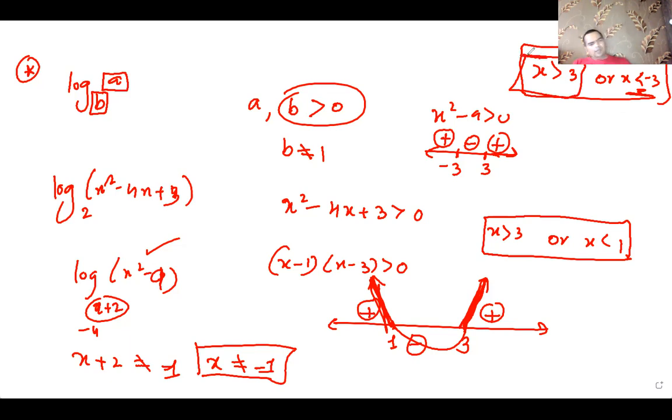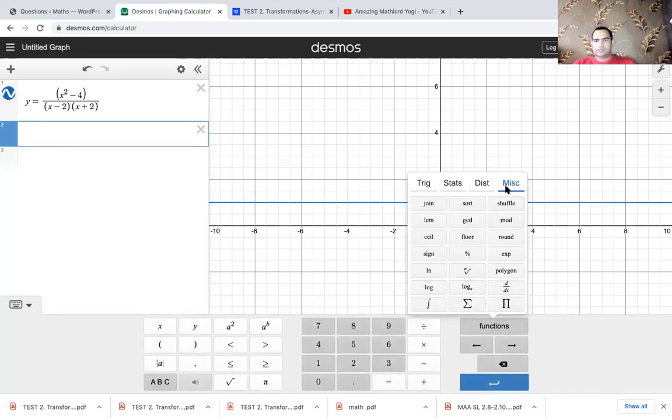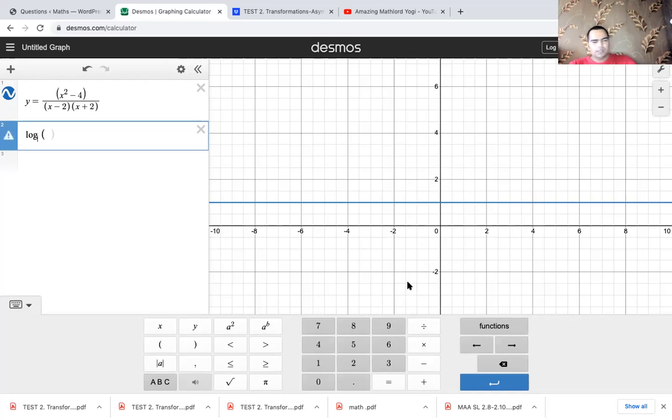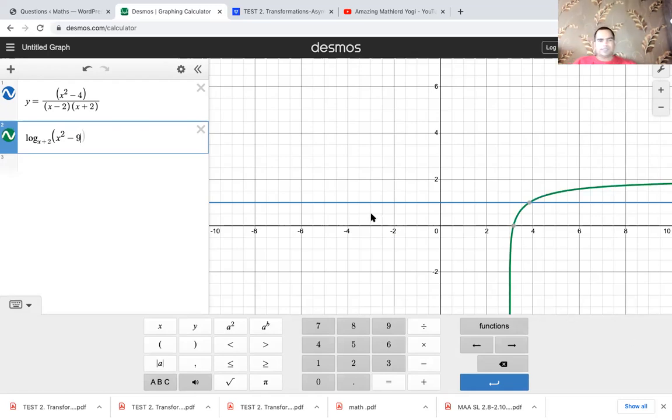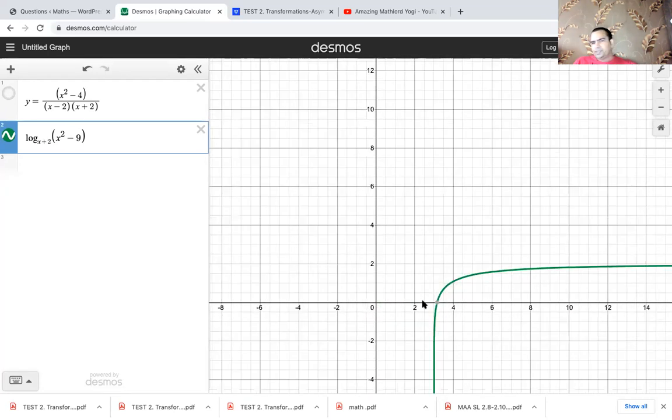Anyway, when I look at the domain here, this function will be strictly defined for x greater than 3. Now let's check how this actually looks on a Desmos graph. The function I'm going to feed in, I'm just going to take the log function from the miscellaneous ones. The base is x plus 2, and the main number is x squared minus 9. You can see the graph is no longer defined for any values apart from x greater than 3. There is no existence of negative values because they were cutting down the base.